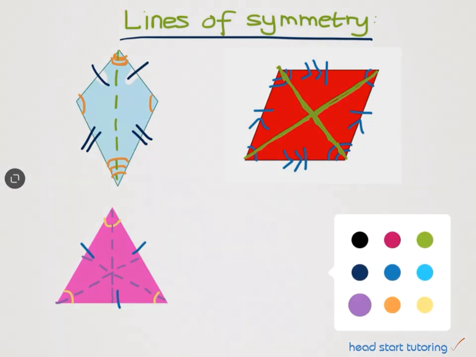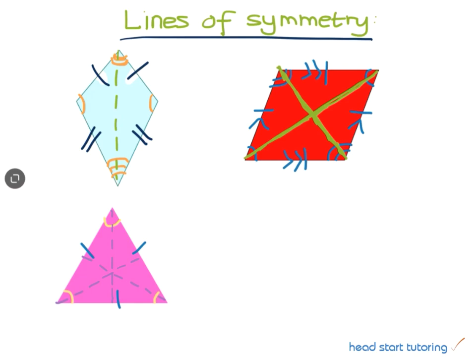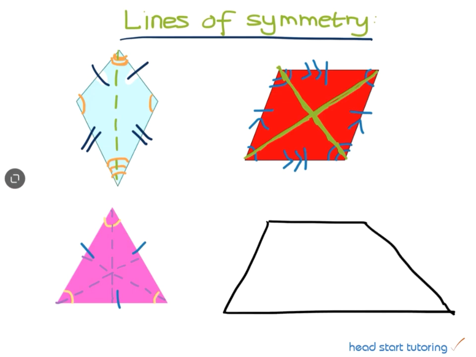Right, now let's have a look at our trapezium. So I'm going to draw a freehand trapezium. So you would obviously use a ruler. So there we go. We've got a trapezium, and we know that our trapezium doesn't have any lines of symmetry, but just to show you how we would work with our trapezium in terms of labeling it.